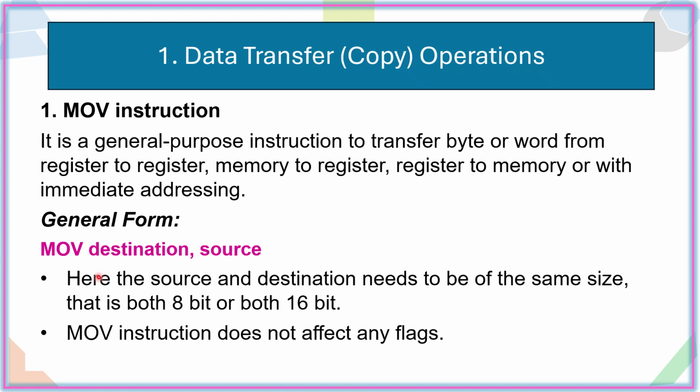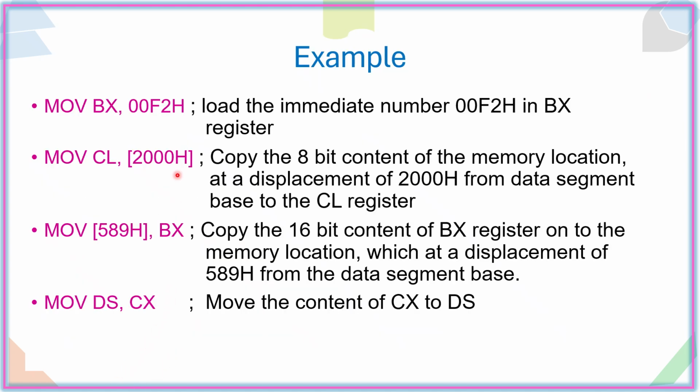So first is the move instruction, and this is going to move data from the source to the destination register, or from a place or address to the destination. We'll see which flags are affected. Of course, the flags are not affected because it is just going to move. So here the immediate data 00F2 is being moved to the register BX.